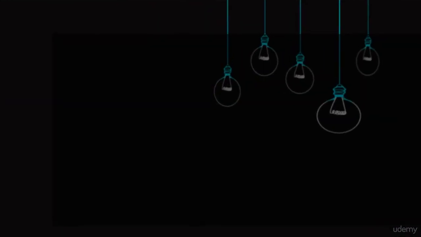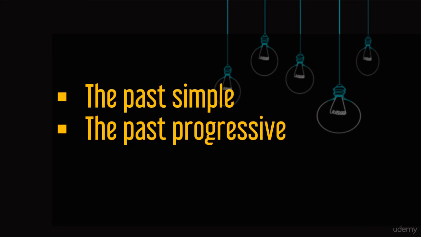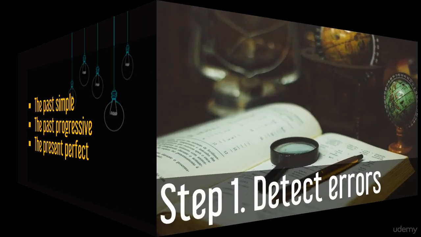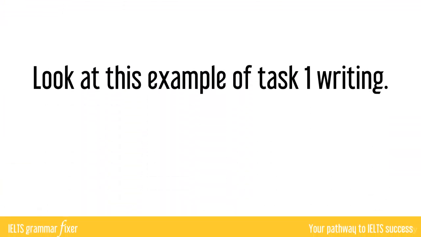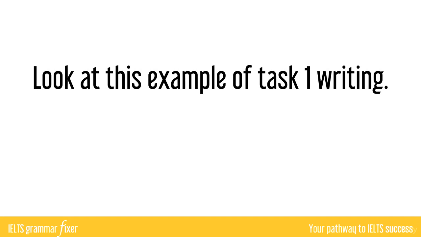English learners are typically confused between the past simple, the past progressive, and the past perfect tenses. Take a look at this example of Task 1 writing of the General Training module. Note how the candidate used the past simple, the past progressive, and the present perfect tenses. Detect any errors that you think should be corrected.